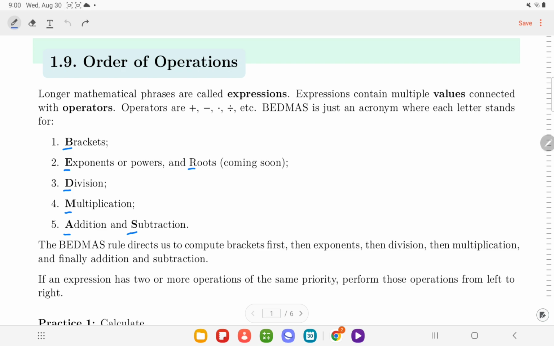It is important to remember that if an expression has two or more operations of the same priority, for example, multiplication and division or addition and subtraction, we have to perform those operations from left to right.